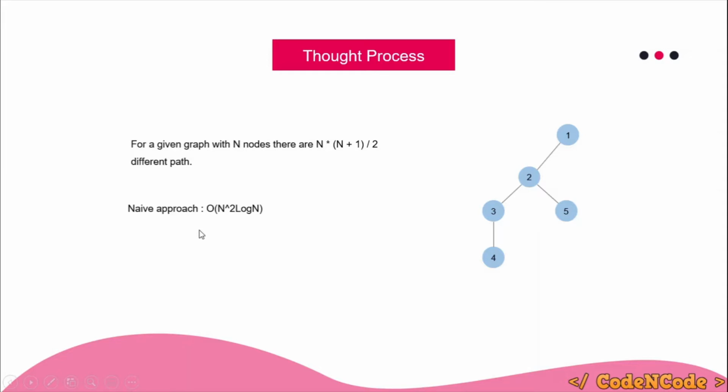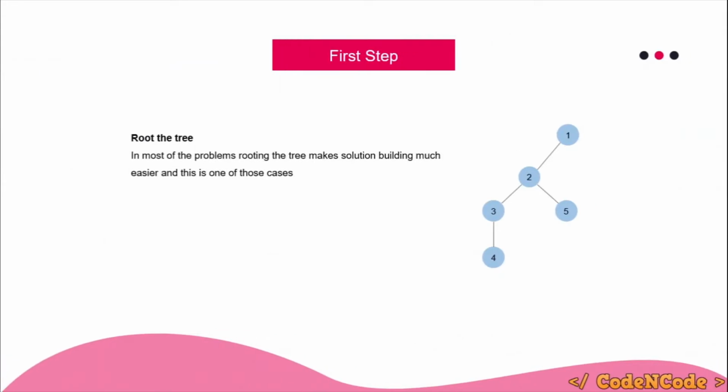So what is the better approach? How to approach this problem? First things first, root the tree. It is a very important step. When you root the tree and think about the solution, it becomes a bit easier. Think in terms of the subtree. So first of all, we are going to root the tree. It is not necessary to root the tree at node 1, but I'm going to use node 1 as root. You can choose any node as you like.